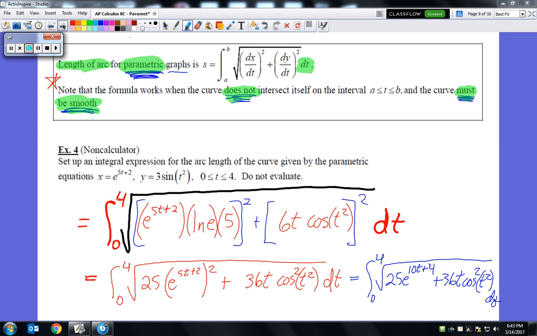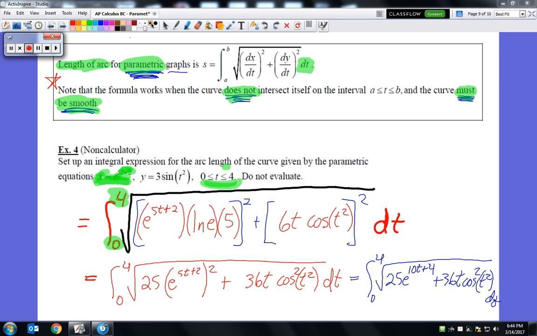So here's a non-calculator example. I have a parametric of x equals e to the 5t plus 2, and y equals 3 sine of t squared. We do have our interval given from 0 to 4, so that's easy to set up. And then from the equation, this is the square root of taking the derivative with respect to time and squaring it. And I know it's been a while since we've done this. I'm going to say that a lot, that it's been a while since we've done that.